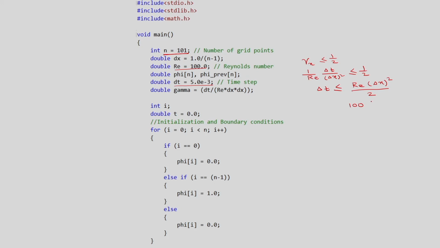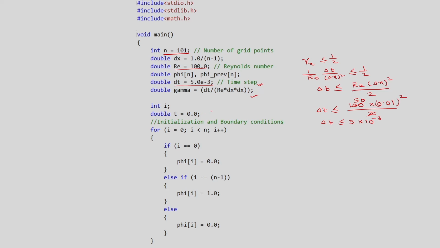So, it will be 0.01 squared divided by 2. So, delta t is less than or equal to this. Sorry, this is square. So, it will be 5 into 10 to the power minus 3. So, you have to choose delta t less than or equal to 5 into 10 to the power minus 3. The maximum delta t you can take is 5 into 10 to the power minus 3, and that we have taken here. Gamma we have defined as 1 by Re, and we calculate gamma delta t by dx square here.